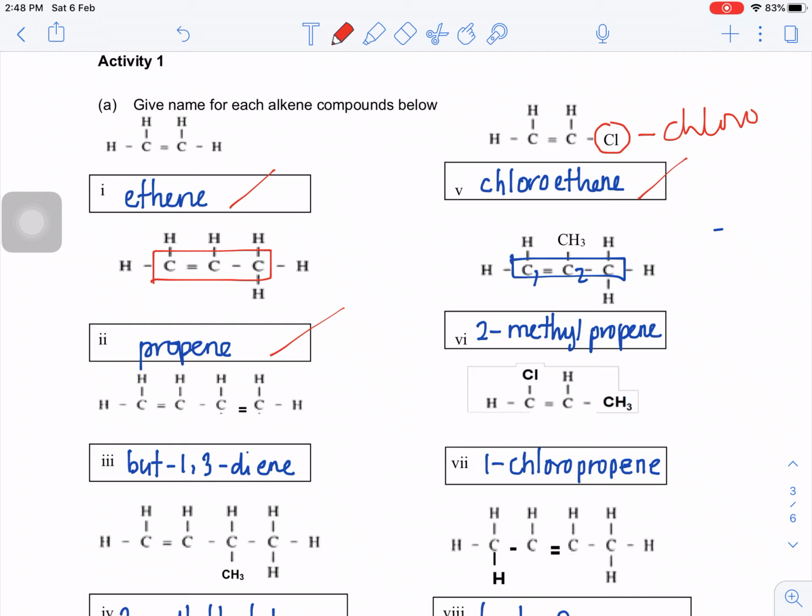Okay, next this one. Here is methyl. Cabang metil. Okay, ini this one is the longest chain dia. Ada 3 propene double bond pada karbon pertama. So propene. Pada karbon kedua ada metil. 2 metil propene.